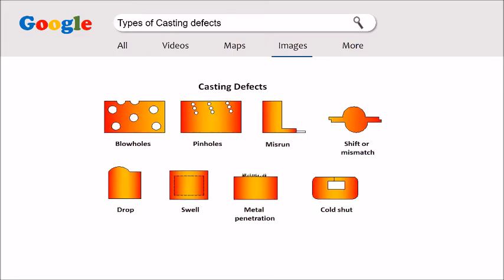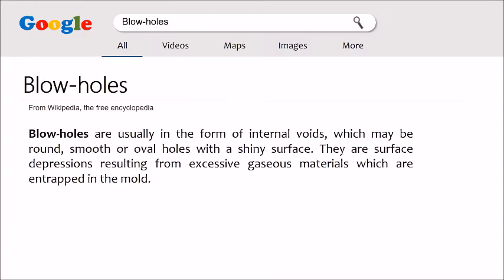So these are the types of casting defects, and in this video, we will identify the possible causes and remedies of these different types of casting defects. First, we have blowholes. It is usually in the form of internal voids, which may be round, smooth, or oval holes with a shiny surface. They are surface depressions resulting from excessive gaseous materials which are entrapped in the mold.